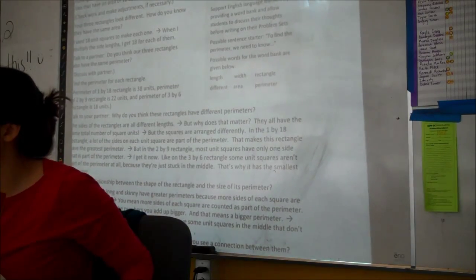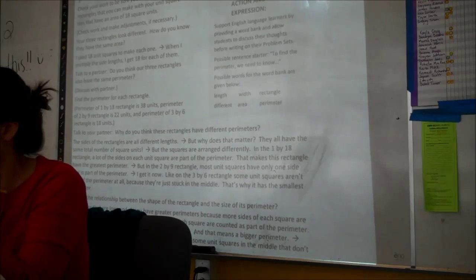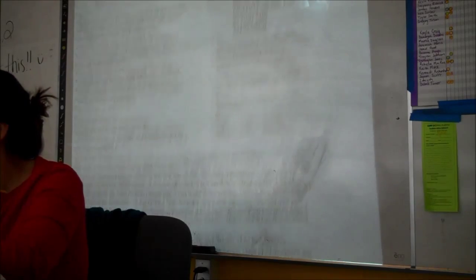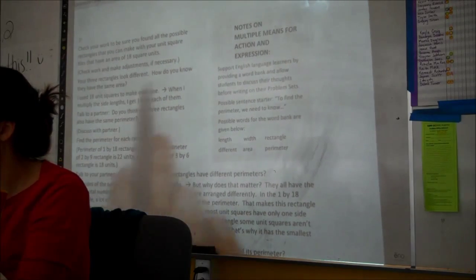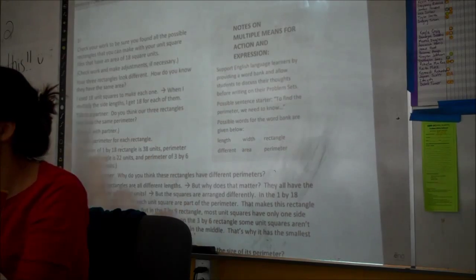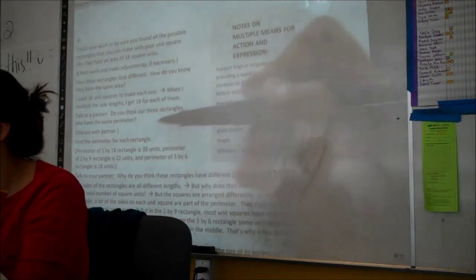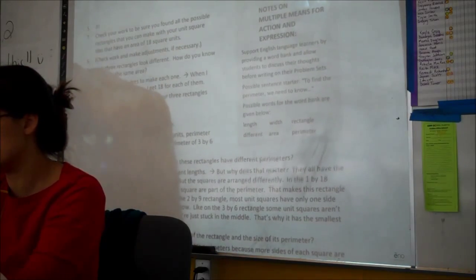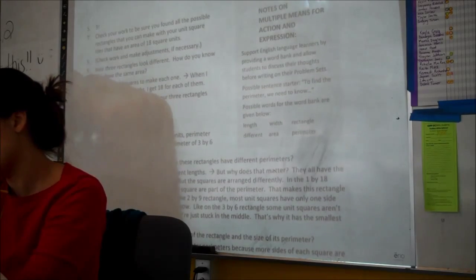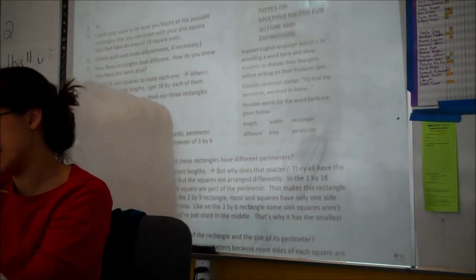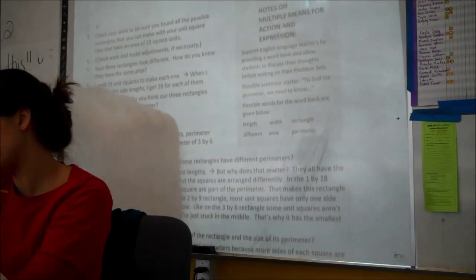3, check your work to be sure you found all the possible rectangles that you can make with your unit square tiles. Your 3 rectangles look different. How do you know they have the same area? I used 18 unit squares to make each one. As I go through, do you think our 3 rectangles also have the same perimeter? So that's my next kind of topic, right? Is like, do they have the same perimeter?